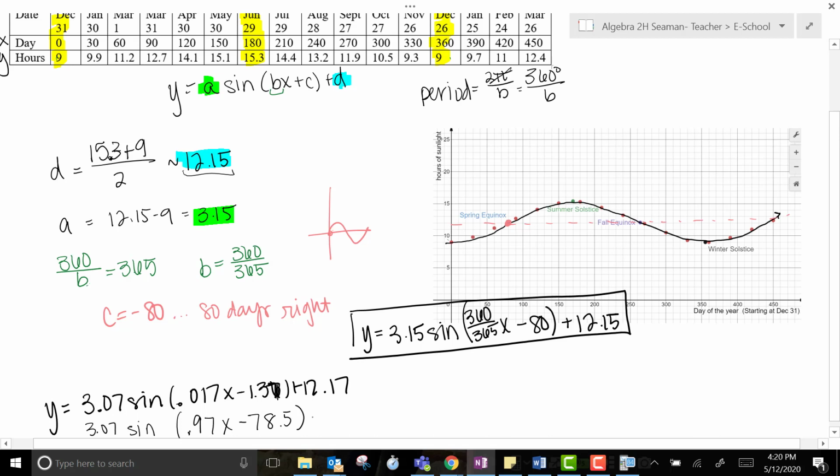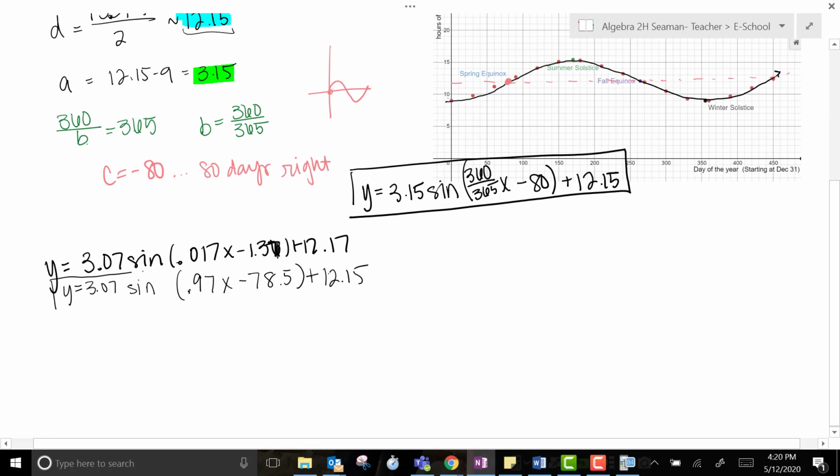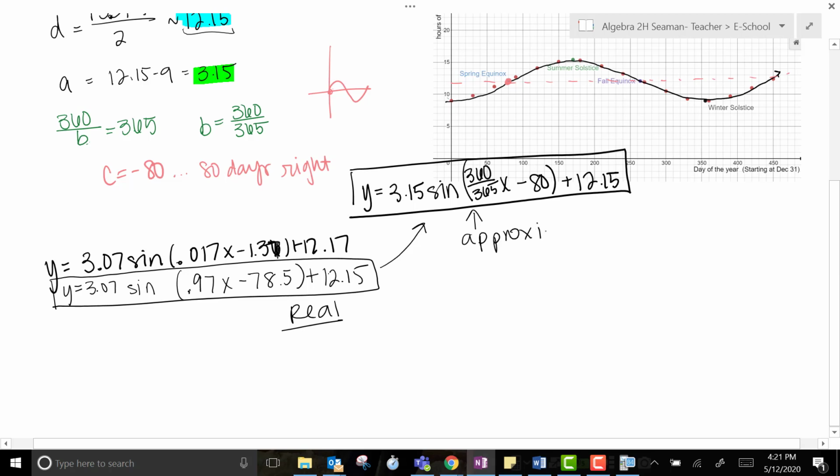And these y values, remember, don't have to change. So plus 12.15. So here was my real equation that I got from my graphing calculator when I ran that regression. This one is real, and this guy is approximate. This is the equation that we made up on our own, and they look very similar, which is very good.